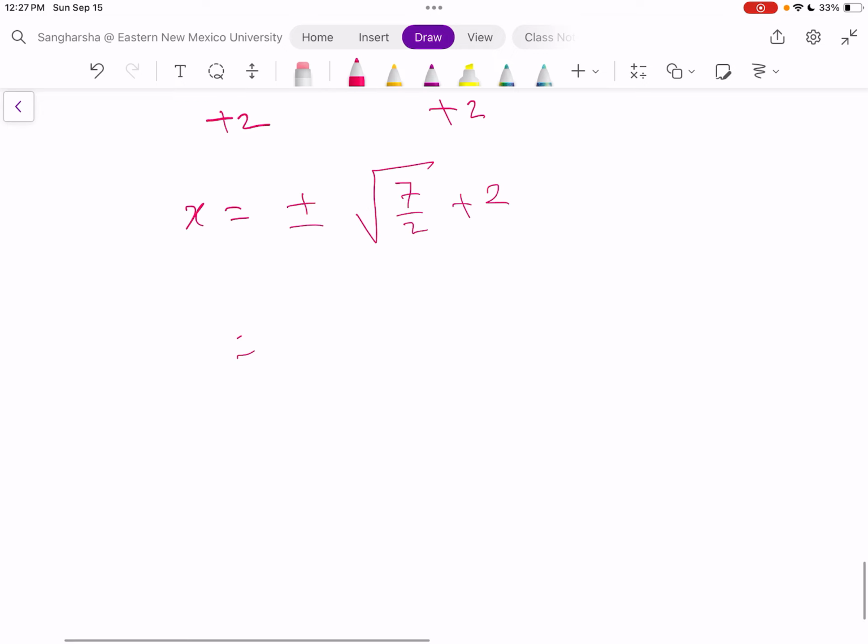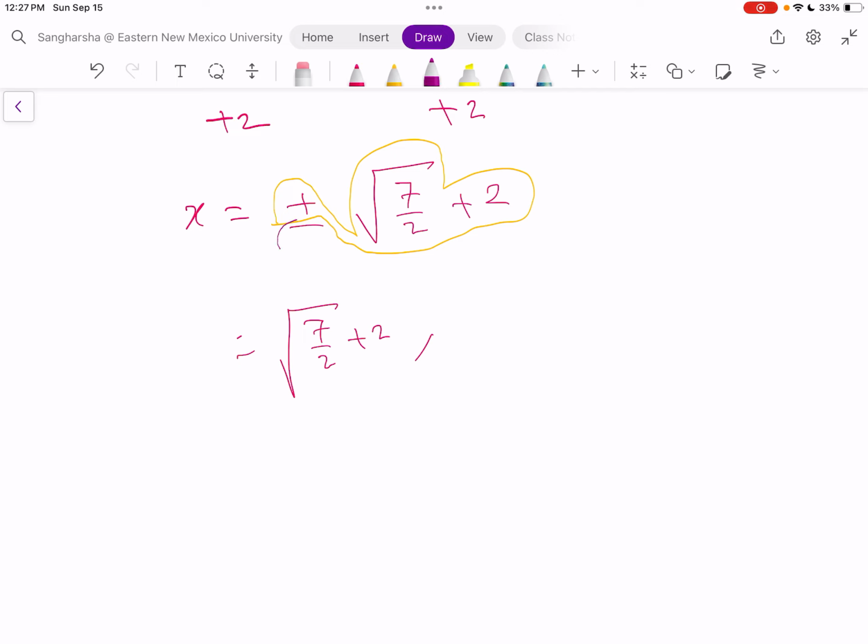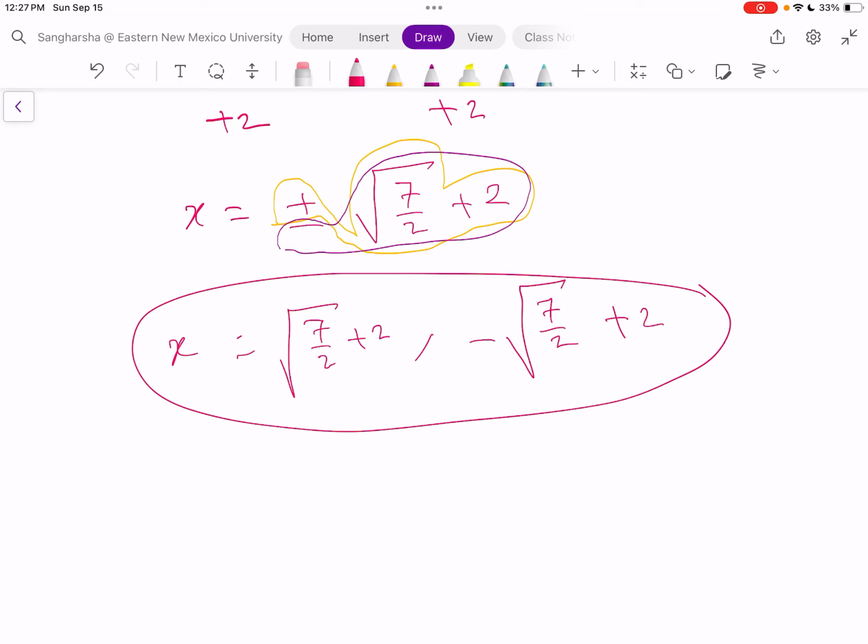Now here we take the positive square root of 7 over 2 at first. So we have the square root of 7 over 2 plus 2. So this is one solution. Next you take the negative and the remaining. So we have negative square root of 7 over 2 plus 2, and these two are the solutions for this quadratic equation. We solved this quadratic equation using the completing the square method.